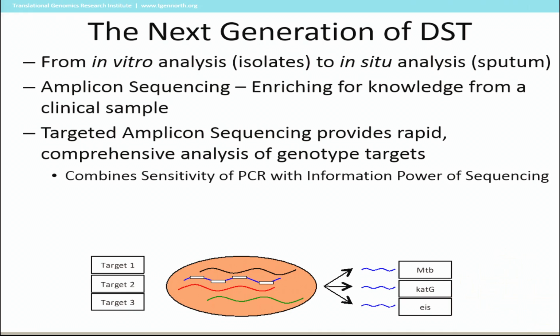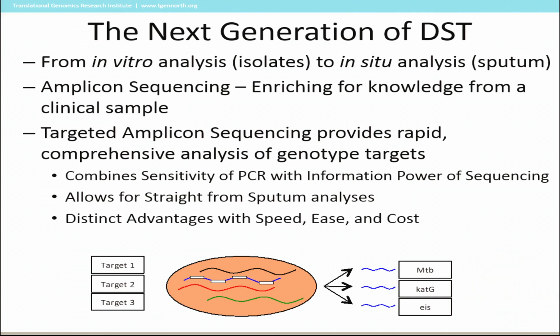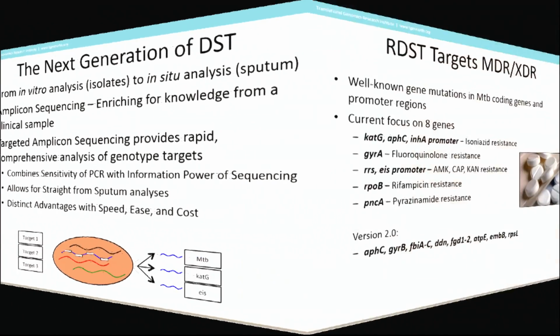It combines the sensitivity of PCR, so we know PCR is really a great gold standard for high sensitivity, with the information power of sequencing. So it can be as sensitive as PCR, but still have all that information within the targets that we amplify up. Again, we can go straight from sputum or other complex samples because we're enriching. And it has distinct advantages of speed and ease and cost, and I'll address those to some degree.